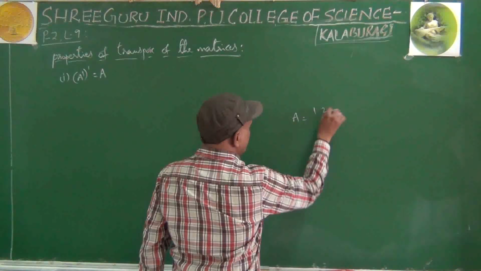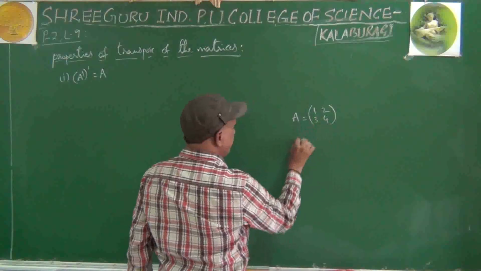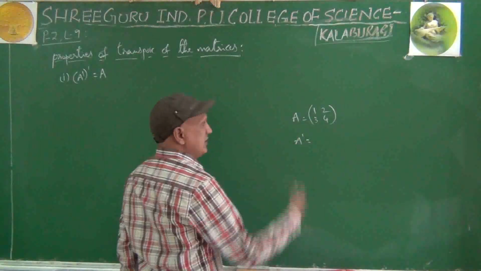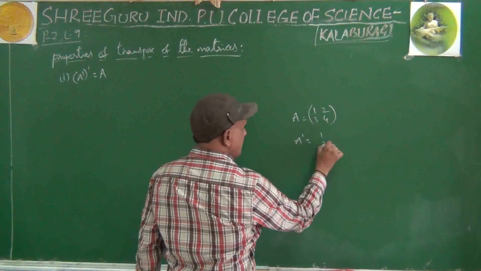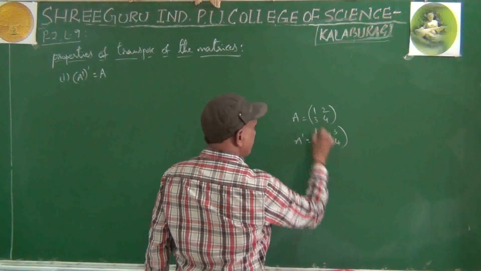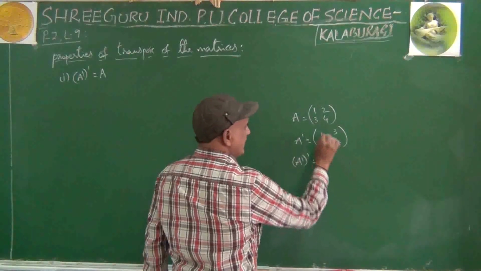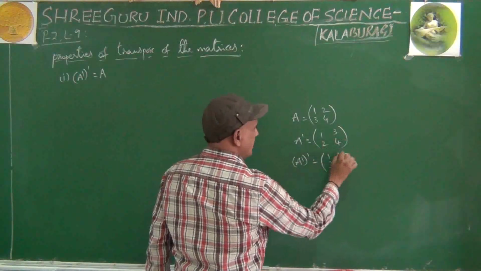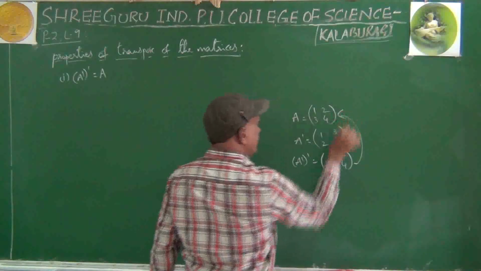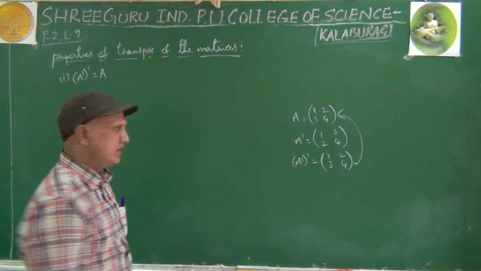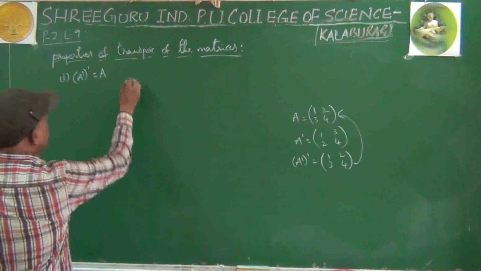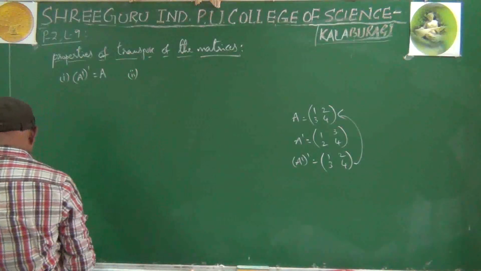Capital A equals 1, 2, 3, 4. A dash means first row becomes first column, second row becomes second column. Again the transpose of this one: first row becomes first column, second row becomes second column. Same thing we get. Right? That's why A dash whole dash equals A.